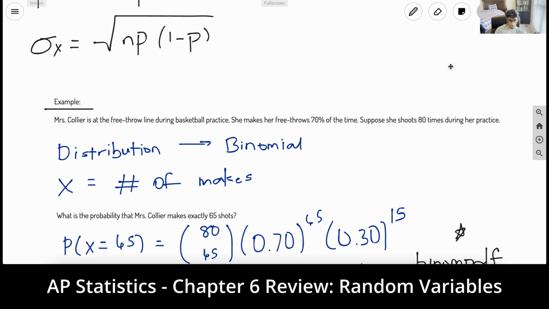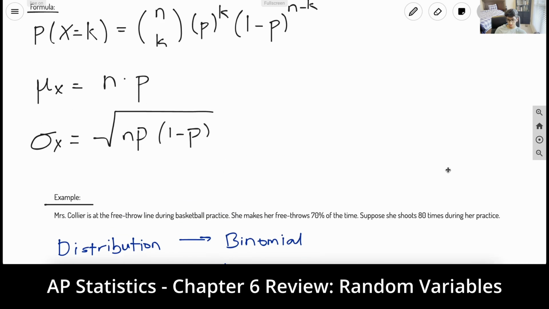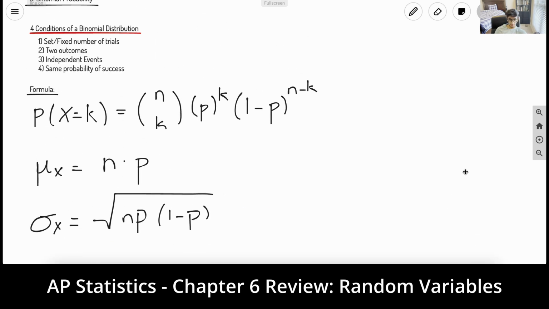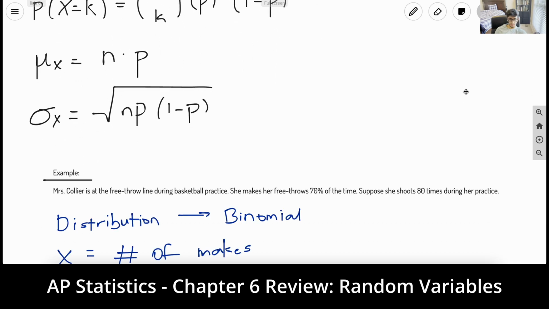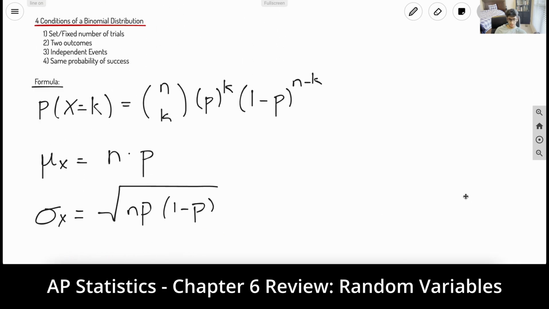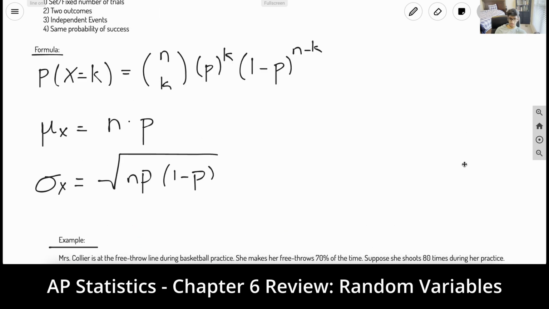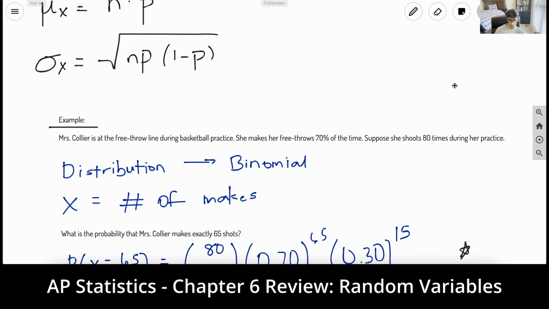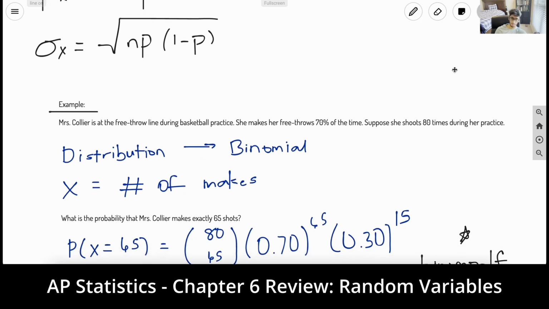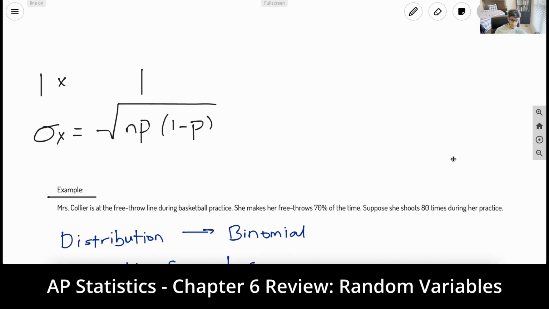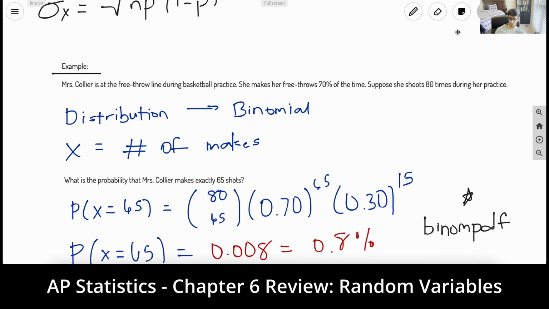If you look at our 4 conditions, is there a fixed number of trials? Yes, it's 80. Are there 2 outcomes? Yes, it's either miss or make. Are there independent events? Yes, because one shot does not affect the next shot. And is there the same probability of success? Yes, 70%. Based off those conditions, we know this is a binomial. And so we can make x equal the number of makes during practice.